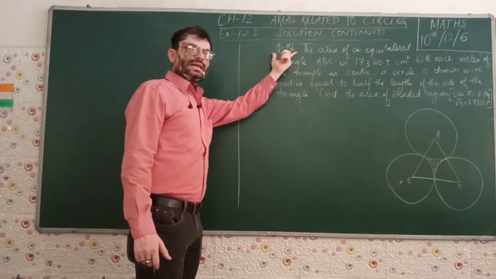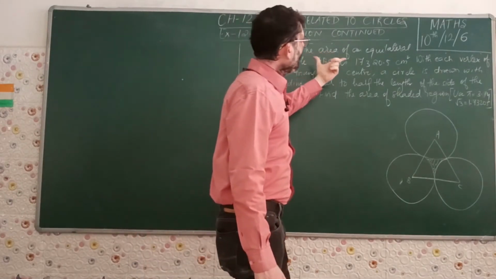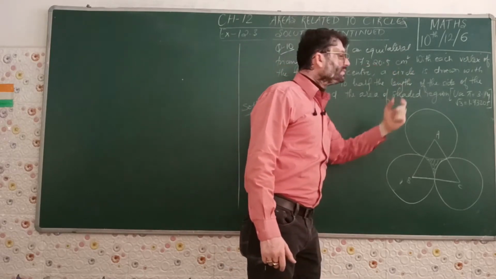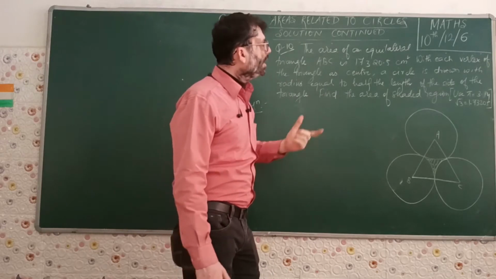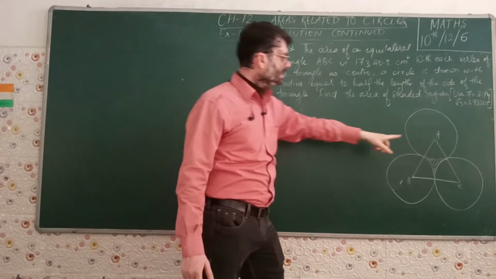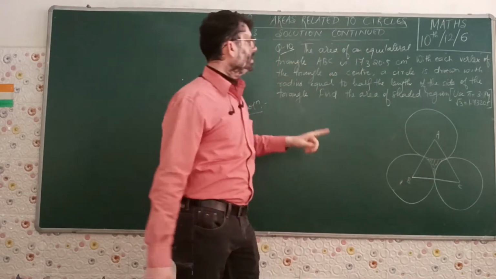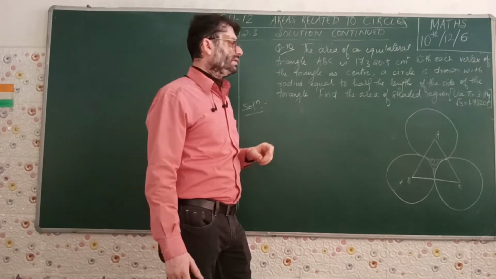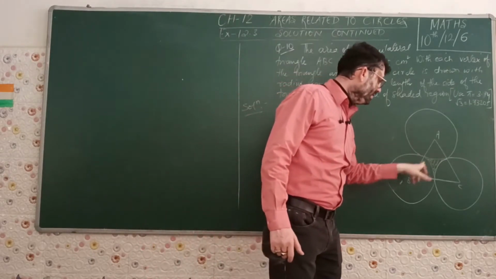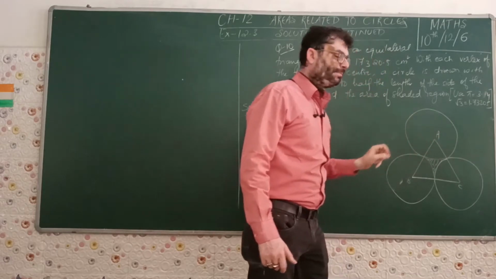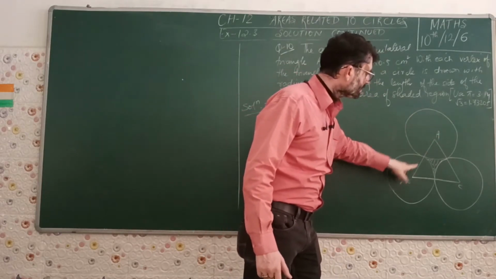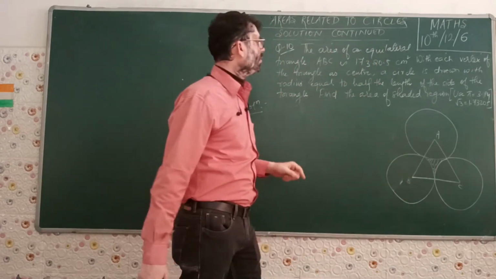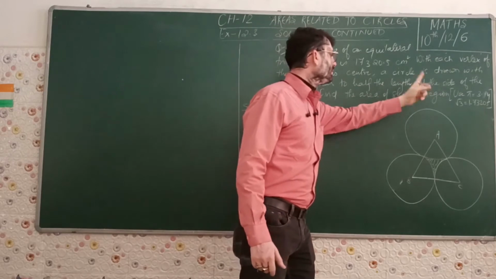Moving on to question number 10. The area of an equilateral triangle ABC is 17320.5 cm square. This is given in the question. With each vertex of the triangle as a center, a circle is drawn. We are taking each vertex as center, and the radius to be half of the side of the equilateral triangle. Three circles are drawn, taking the length to be half of the side of the triangle.